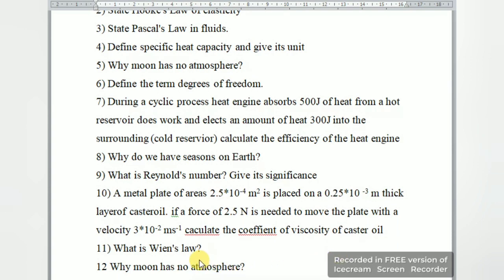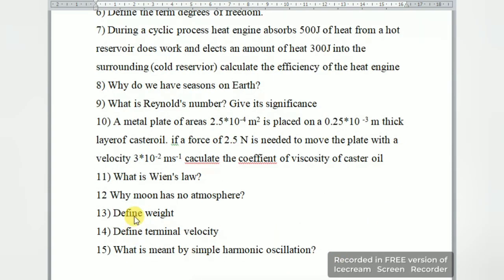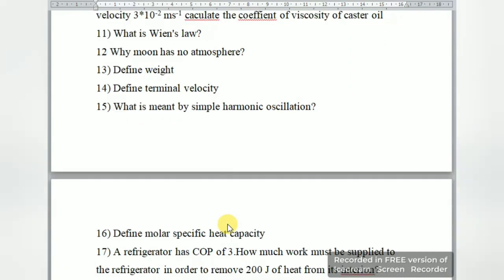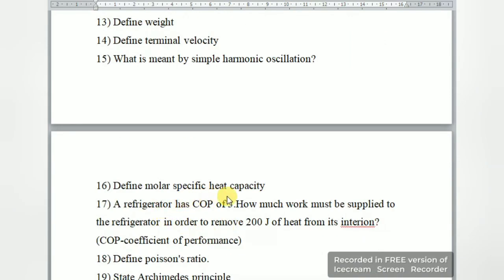Next one, what is Wien's law? Next one, why does the moon have no atmosphere? Next one, define weight. Next, define terminal velocity. Next, what is meant by simple harmonic acceleration? Next, define molar specific heat capacity.